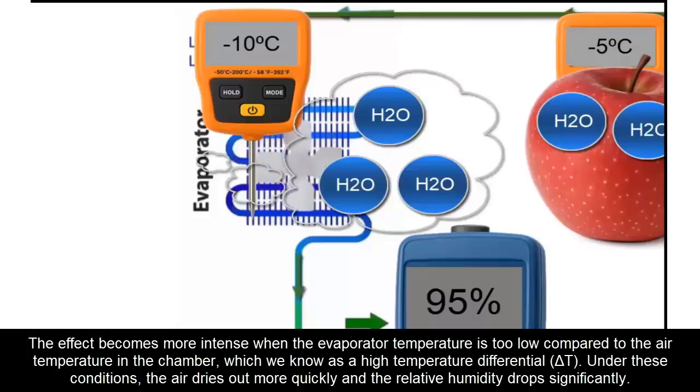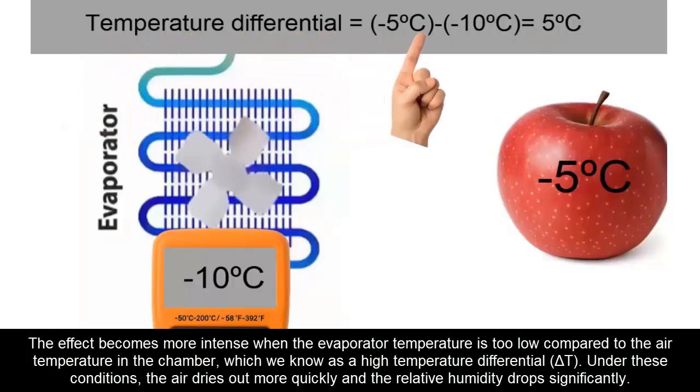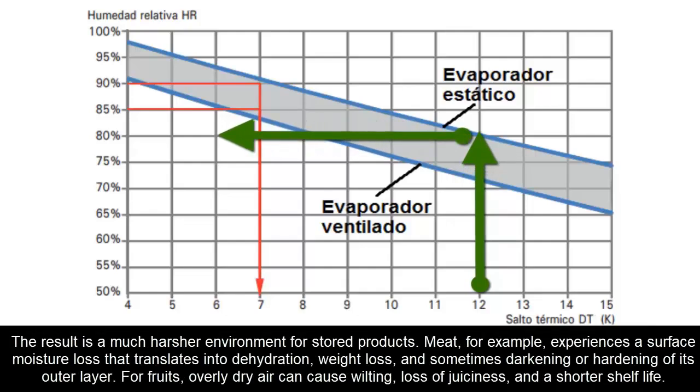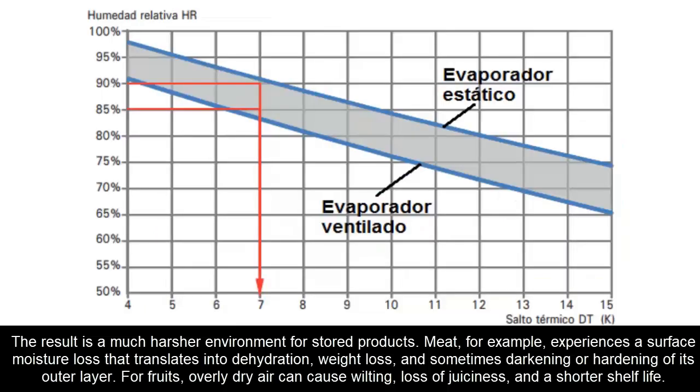The effect becomes more intense when the evaporator temperature is too low compared to the air temperature in the chamber, which we know as a high temperature differential, delta T. Under these conditions, the air dries out more quickly and the relative humidity drops significantly. The result is a much harsher environment for stored products. Meat, for example, experiences a surface moisture loss that translates into dehydration, weight loss, and sometimes darkening or hardening of its outer layer. For fruits, overly dry air can cause wilting, loss of juiciness, and a shorter shelf life.